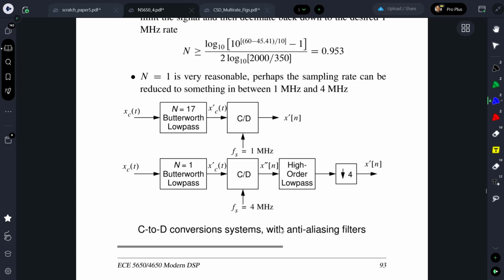So this is just kind of a dramatization of what we just went through. In the example I go through here, instead of sampling at 1 megahertz, we're going to sample at 4 megahertz, but this analog filter can be much, much simpler. And then in the DSP domain is where the fine filtering is done.